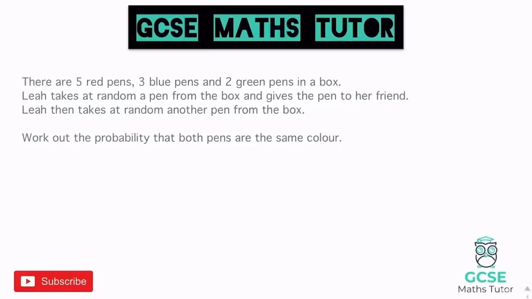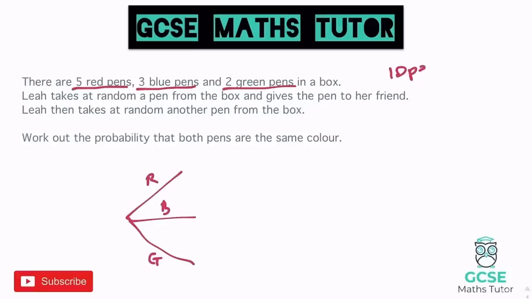Okay, and on some probability here, it says there are 5 red pens, 3 blue pens and 2 green pens in a box. Leah takes at random a pen from the box and gives the pen to a friend. Leah then takes at random another pen from the box, work out the probability that both pens are the same colour. So we can do this using a probability tree, but there are 3 things. So I'm going to have 3 branches here, and it can get quite messy. So we've got red, we've got blue, and we've got green. Now in total there we've got 5 red pens, 3 blue pens and 2 green pens, and in total that adds up to 10 pens. So this is going to be all out of 10 pens here.